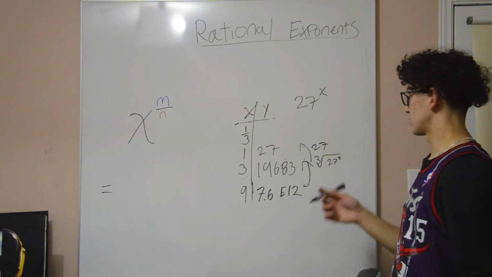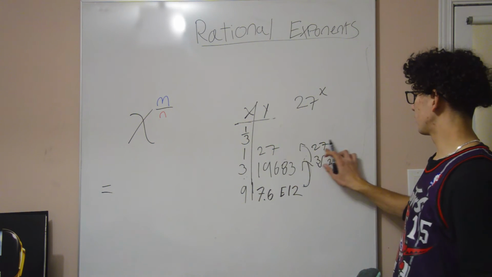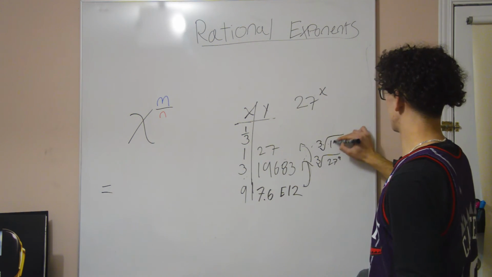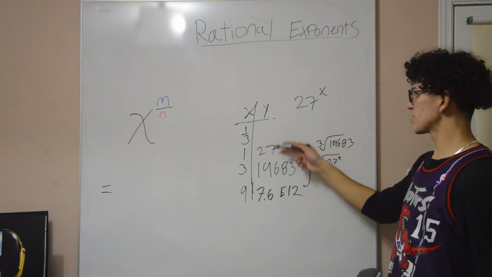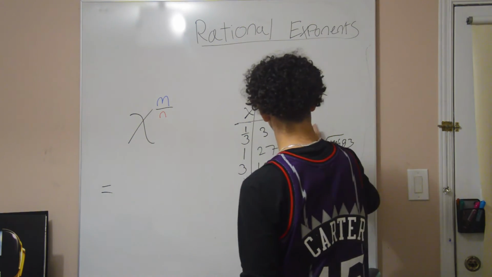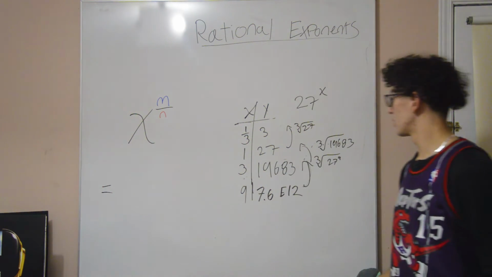And now we've established a pattern here. We're taking the third root of our previous value. This one here would be the third root of 19,683. So what's the third root of 27? Well, it's 3. Right? We want to get the third root of 27.